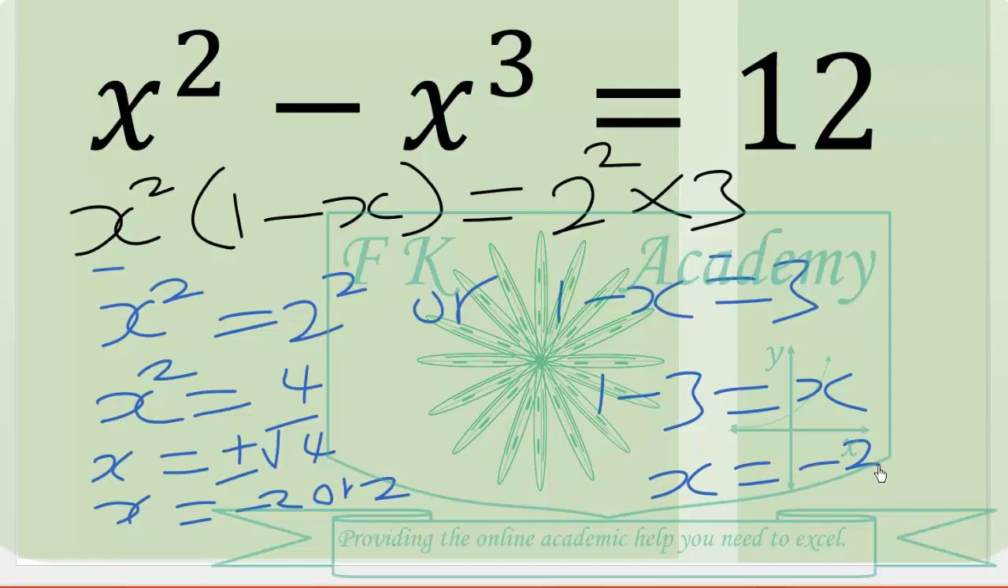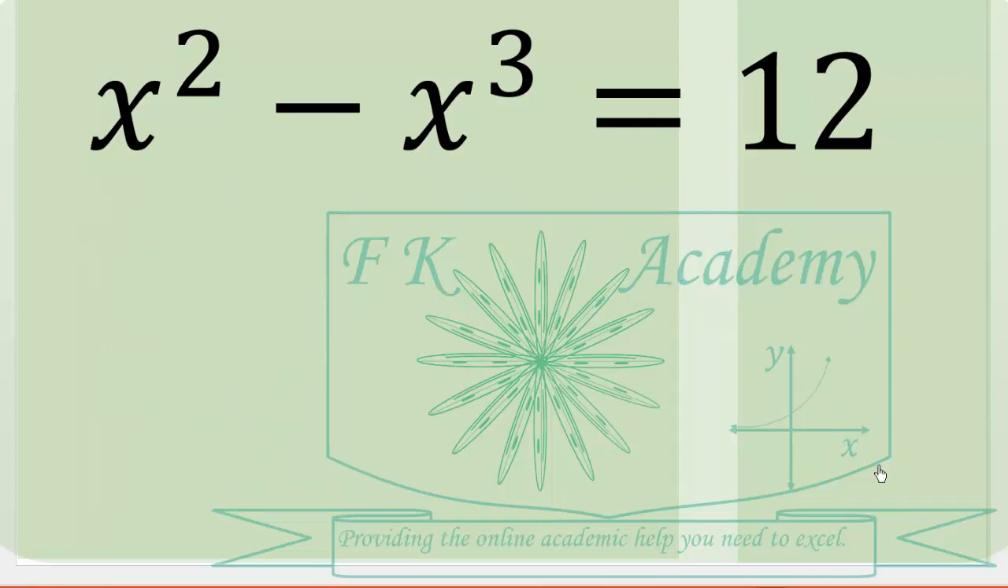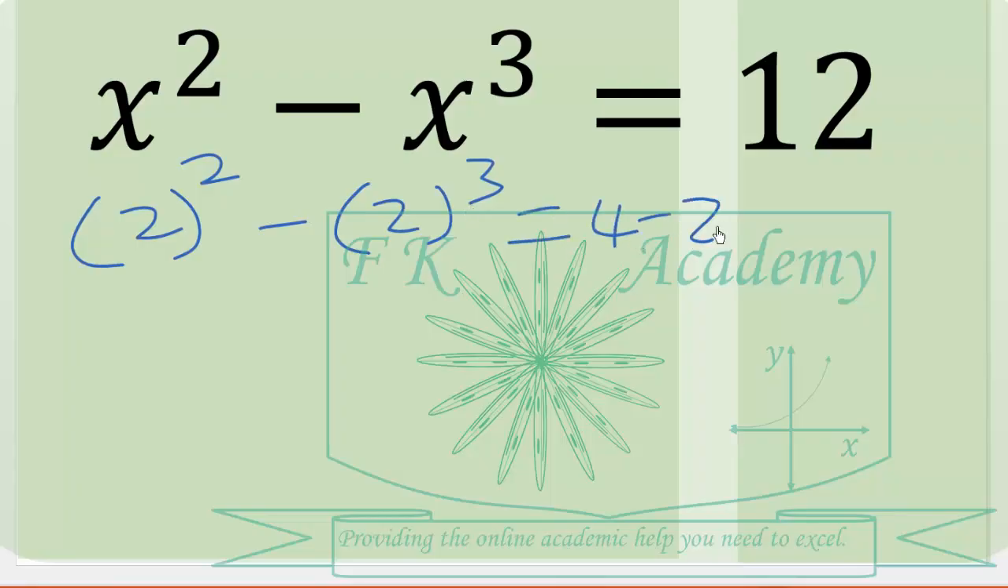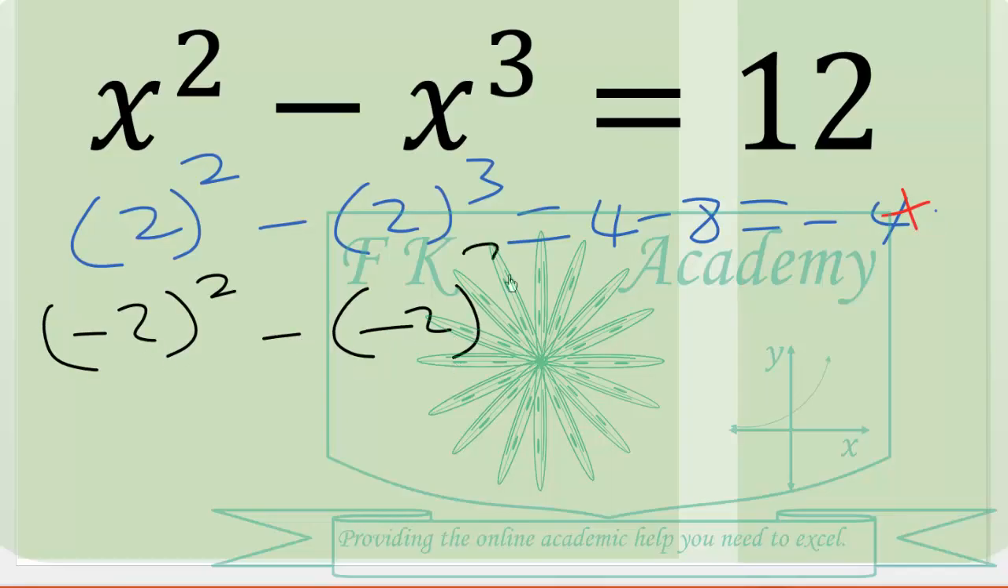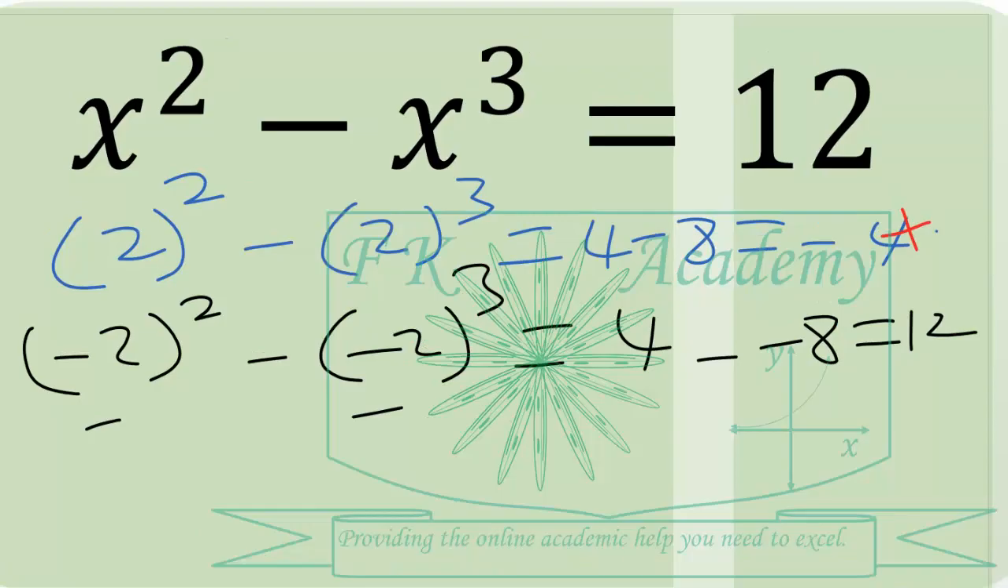So we have 2 roots. One must be extraneous, one must be the real solution. So we test to see which one is the real solution to this cubic equation. Let's test for 2. 2 squared minus 2 cubed is equal to 4 minus 8, which is negative 4. So x equal 2 is the extraneous solution. So x equal negative 2 should be the real solution, because this will give us 4 minus negative 8, which is 12. So x equal negative 2 is the one real root.